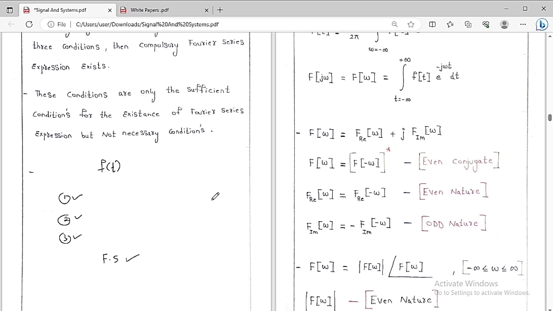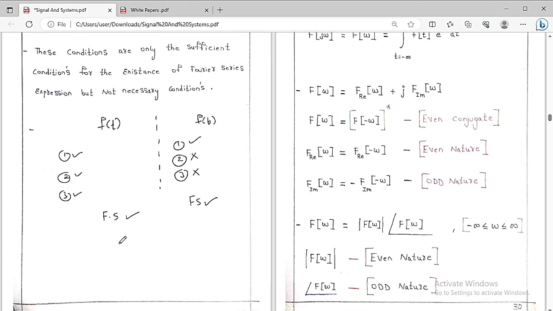Suppose there might be some other function f of t which may not satisfy them. Suppose it may satisfy the first condition, but not the second and third. Then also the Fourier series can exist. So we can say these are only sufficient but not necessary conditions. There are some functions which, even though they do not satisfy the Dirichlet conditions, still have a Fourier series. But if any function satisfies all these conditions, then definitely the Fourier series will exist. This is what I am trying to tell you.